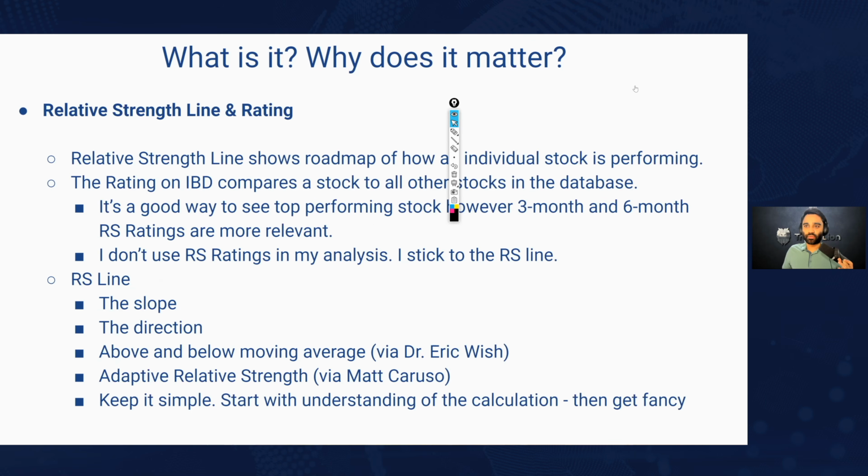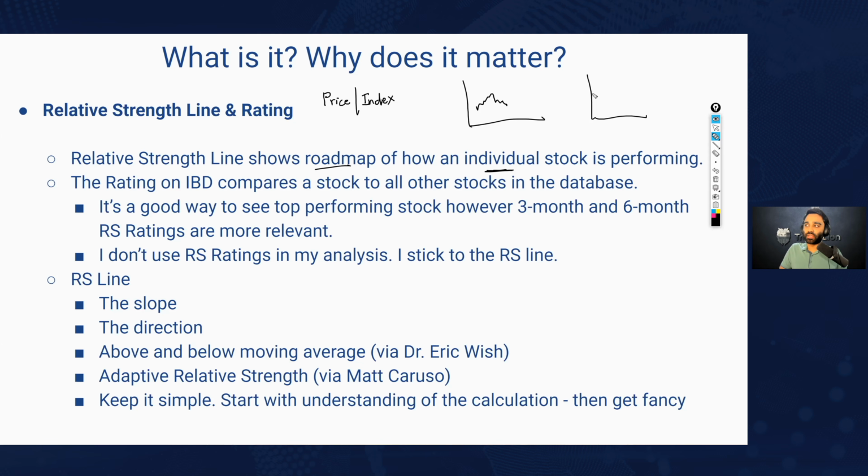So let's talk about the RS line versus the rating. The line is a roadmap of how an individual stock is performing. When we take the price of the stock and divide it by the price of the index, that's a roadmap for the individual stock and how it's performing. That might be to the upside. We might have a few down sessions, or the stock might be completely in a downtrend and the RS line will continue to go down.